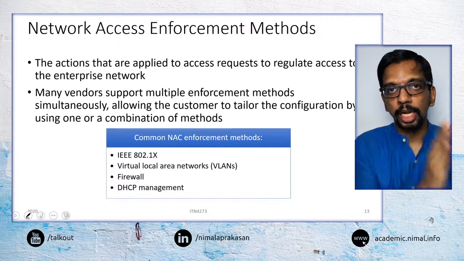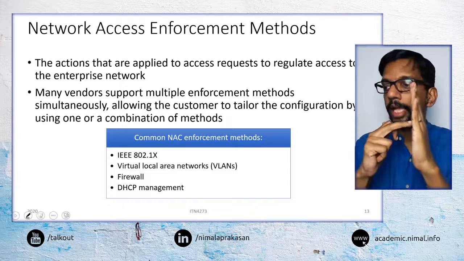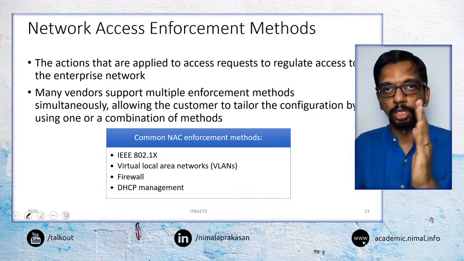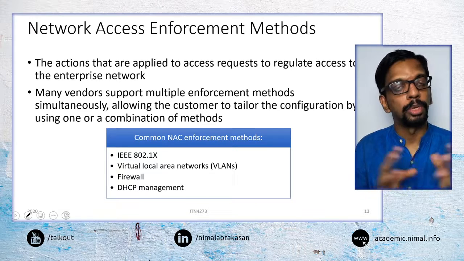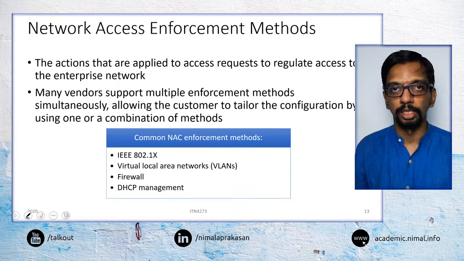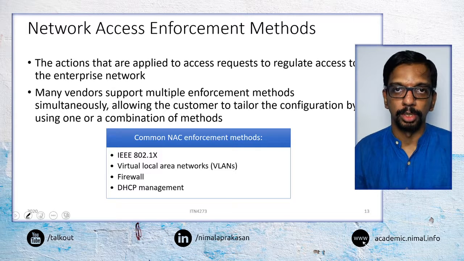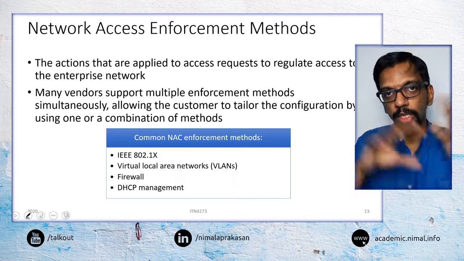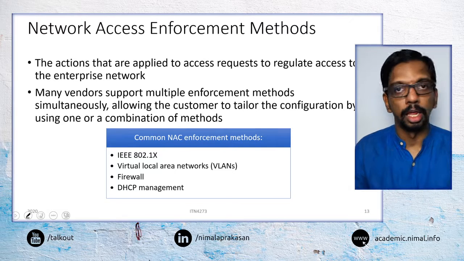Again, these are different mechanisms through which we can have a point where any access request can be verified, and may be allowed or not allowed into the network. So that type of access enforcement can be done using different mechanisms. Again, some of these may operate at different OSI layers as well. As we previously mentioned, it is not based on a single layer; they may operate at different layers.